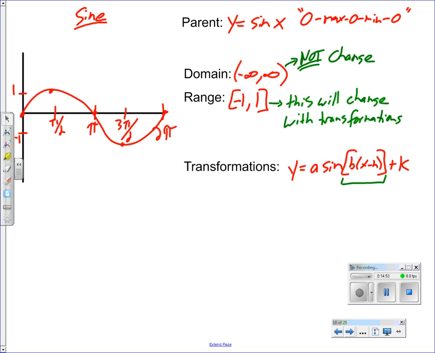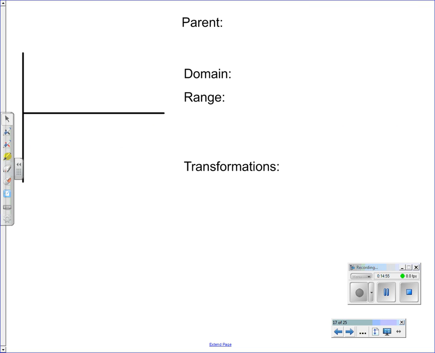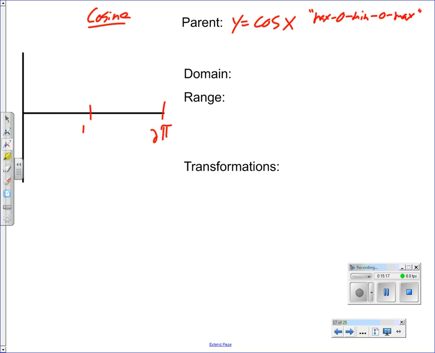Next one we did was our cosine function, which is very similar, though it follows a different pattern. Cosine starts at a max, goes down through 0, down to min, back up to 0, and back to a max. So the period is still the same, 2 pi. The only thing that's different is our pattern. We start at a maximum, 0, minimum, 0, maximum.